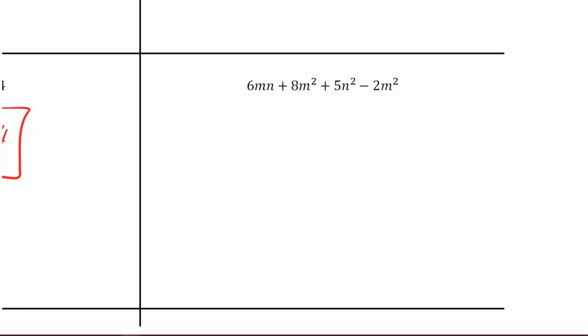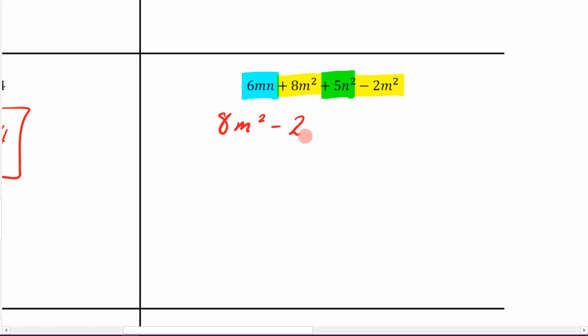Let's use my highlighter. So I have this one, which is the same as that one, making sure you're including that sign in front of it. I have this, and then I have this n squared. So now, if I join those all together, I'm going to get 8m squared minus 2m squared. Then I'm going to have plus 6mn plus 5n squared.